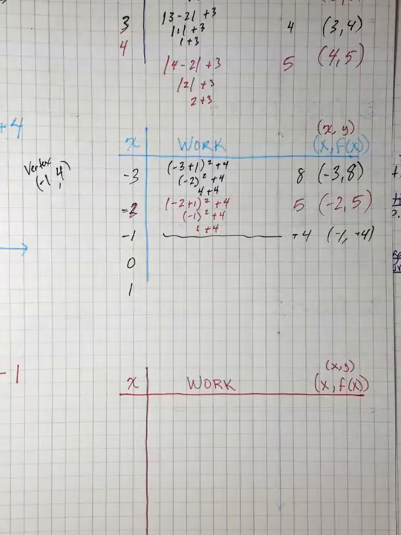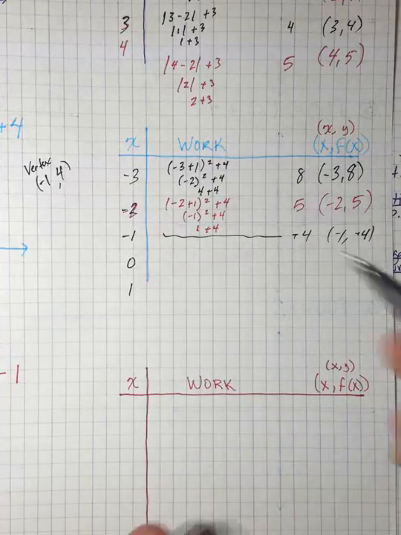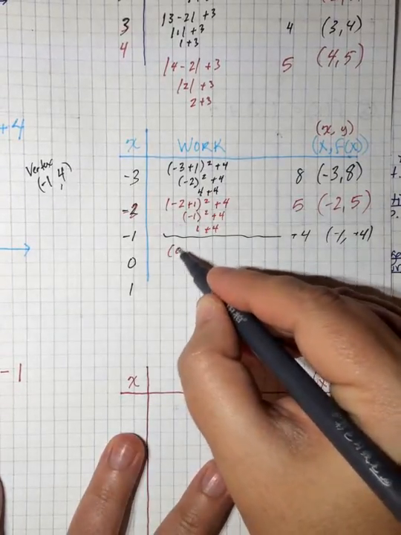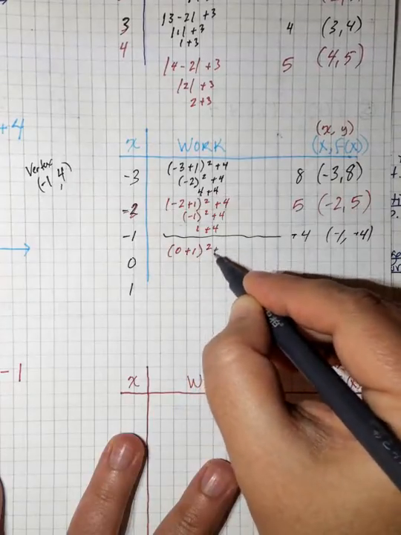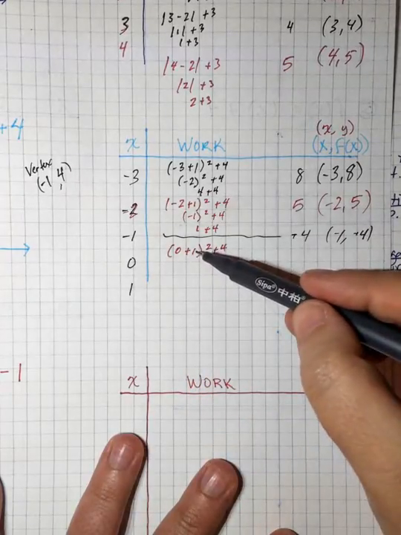I'm going to jump down below my negative 1. I'm going to plug in 0. Same thing, replacing that x with a 0 and doing some simple math. 0 plus 1 is 1.